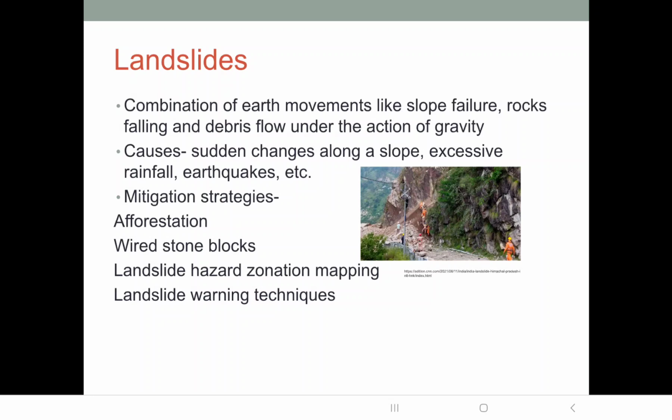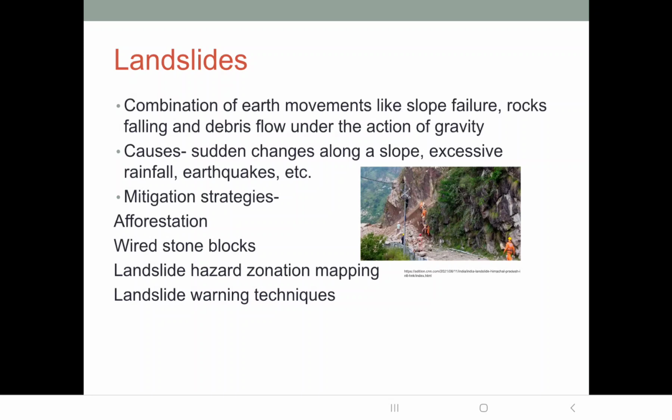Hydrology or the vegetation changes. So in the areas where there is low vegetation cover along the slopes, they are more prone to landslides. Okay, so the roots of the trees, they hold the soil. So as a result of change in the composition, structure, hydrology or vegetation along the slope, landslides can occur.